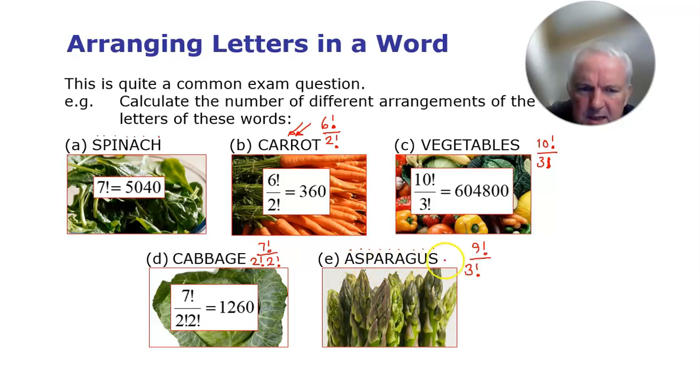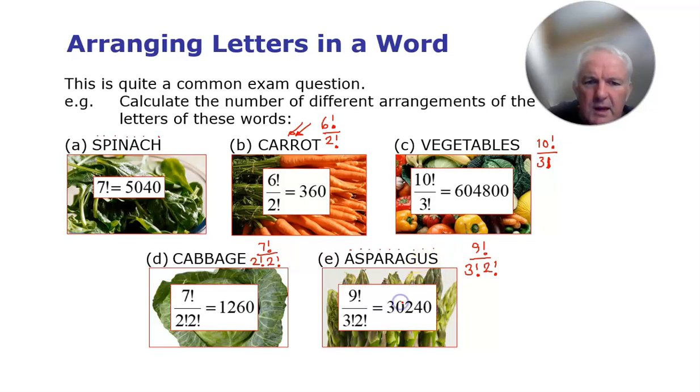And are there any S's? Yes, there are 2 S's, so I'm going to divide by 2 factorial as well. P, no, there's just the 1 P. A, R, I think that's it. Do I agree with that here? Yes, I do. 9 factorial over 3 factorial 2 factorial is 30,240, 30,000 odd different ways of arranging the letters in the word asparagus.